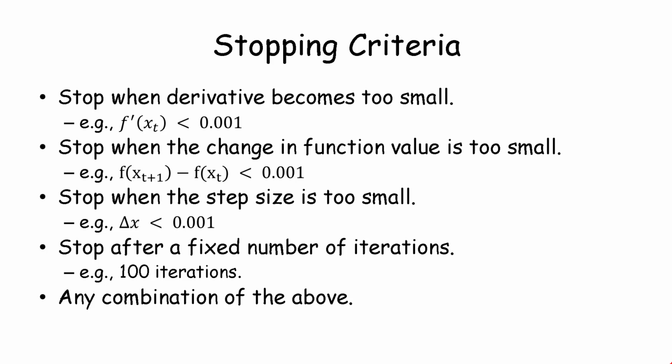Or we could stop when the change in the value of the function for consecutive values of x is small. Another option is to stop when the change in x, in other words, the step size, is too small. And as a last resort, we can stop when we run out of patience, which translates to stopping after a fixed number of iterations. We can also use any combinations of these criteria such that we would stop when any of them is satisfied.